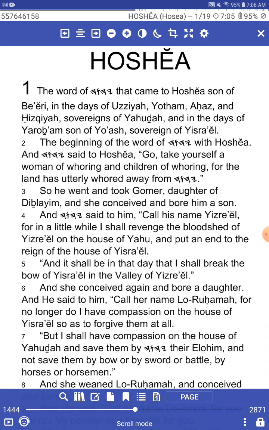Hosea, the word of Yahuwah that came to Hosea, son of Beeriel, in the days of Uzziah, Jotham, Achaz, and Kiziah, sovereigns of Yehuda, and in the days of Jeroboam, son of Joash, sovereign of Yisrael.